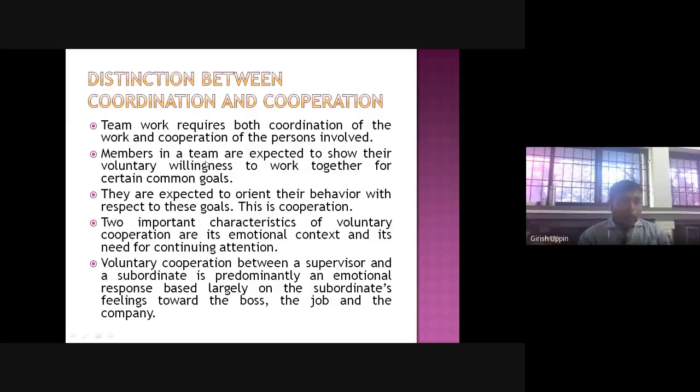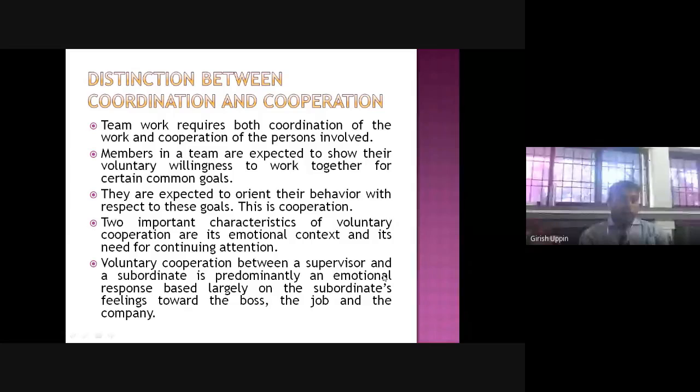Here you can say members in a team are expected to show their voluntary willingness to work together, and to orient their behavior towards the goal. This is cooperation. Two important characteristics of voluntary cooperation are its emotional context and its need for continuing attention. So cooperation comes in the emotional context, and from a need of continuing attention.